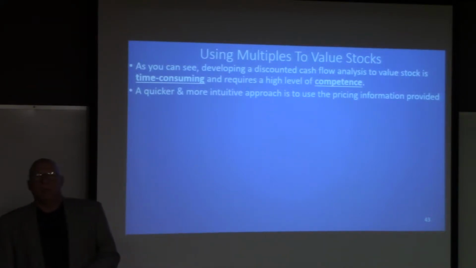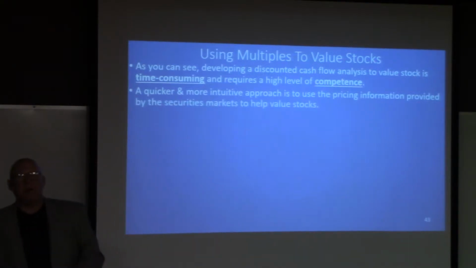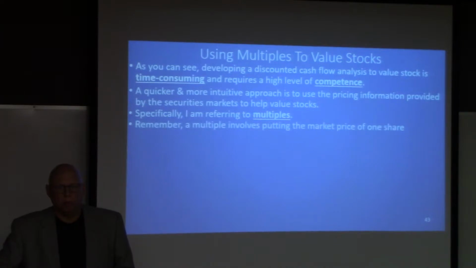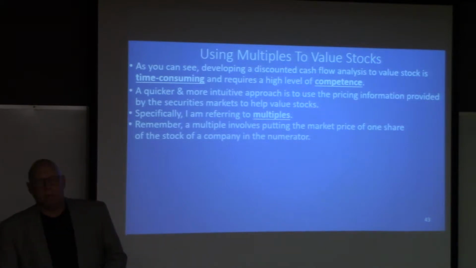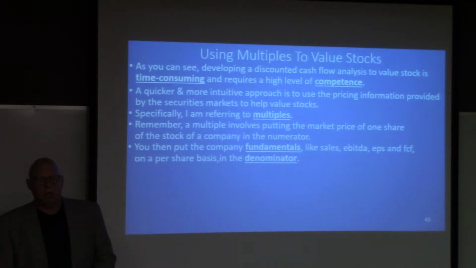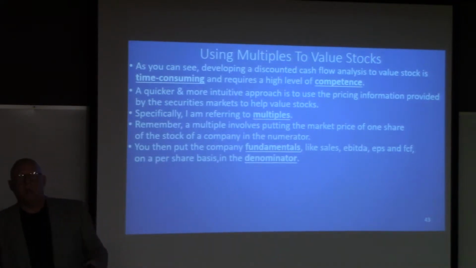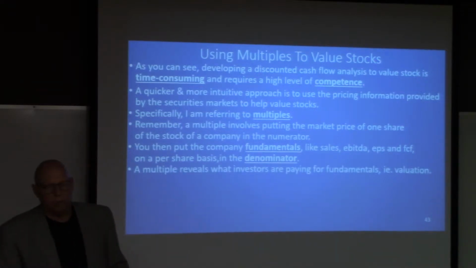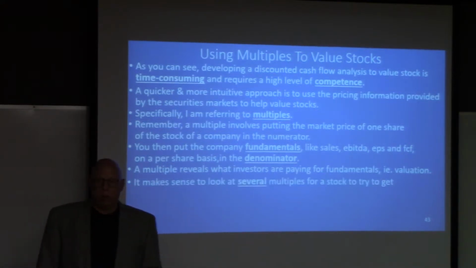to price a stock, and we're going to use pricing information provided by the securities markets to help value stocks. Specifically, I'm referring to multiples, putting together multiples. Remember that a multiple involves putting the market price of one share of the stock of a company in the numerator, and then you put the company fundamentals like sales, EBITDA, earnings per share, and free cash flow on a per share basis in the denominator. So we're creating a multiple, stock price in the numerator, fundamental per share in the denominator. A multiple reveals what investors are paying for fundamentals, valuation. That's what a multiple is, it's valuation.